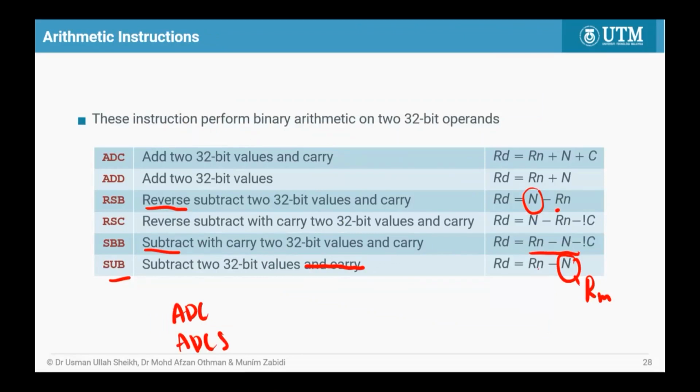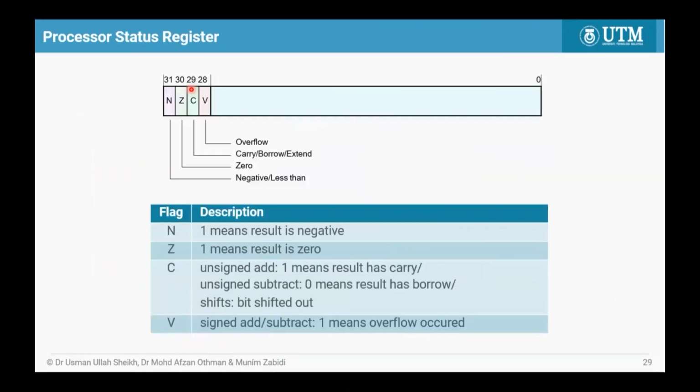Both do the addition of values with a carry. With ADC, the first one here, there is no status register update after you execute this line. But if you put the suffix S, your flag register will be updated. This is the flag register that will be affected every time you do the arithmetic operation.